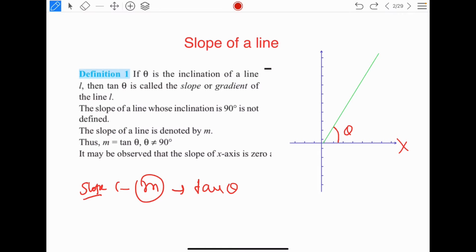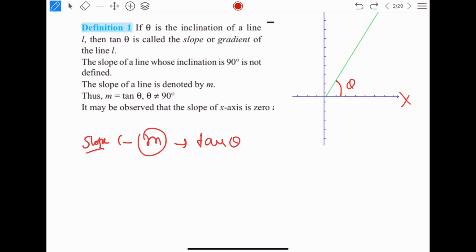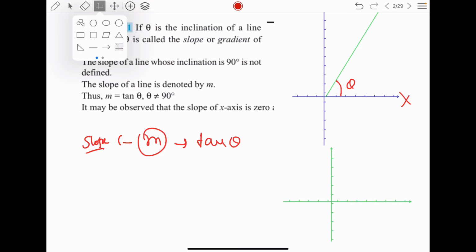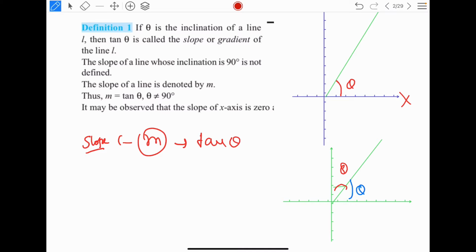Let's try to understand another case here. Suppose in this coordinate system, another coordinate system I'm taking, you have this line again, and it is making an angle of theta here. So what is the slope? We will not be taking this theta. The angle which we need to take for the slope is this theta. This angle we have to take for slope.